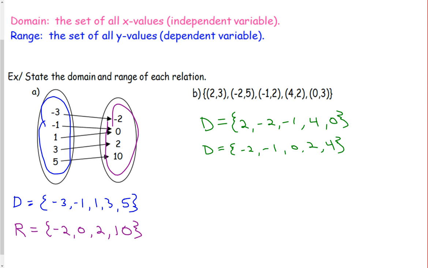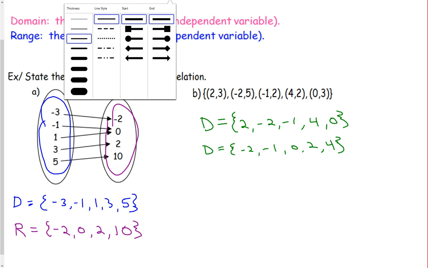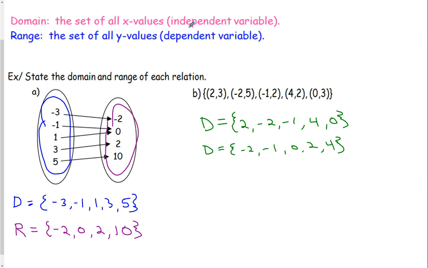Now let's do our range. For range, we're looking for our possible y values right here, right here, right here, right here, and right here. Now you're already maybe noticing something. There's a duplicate. 2 is listed twice, and that's fine. But we're only going to write it once in our range because we know it's a possible y value. We don't need to write it multiple times.